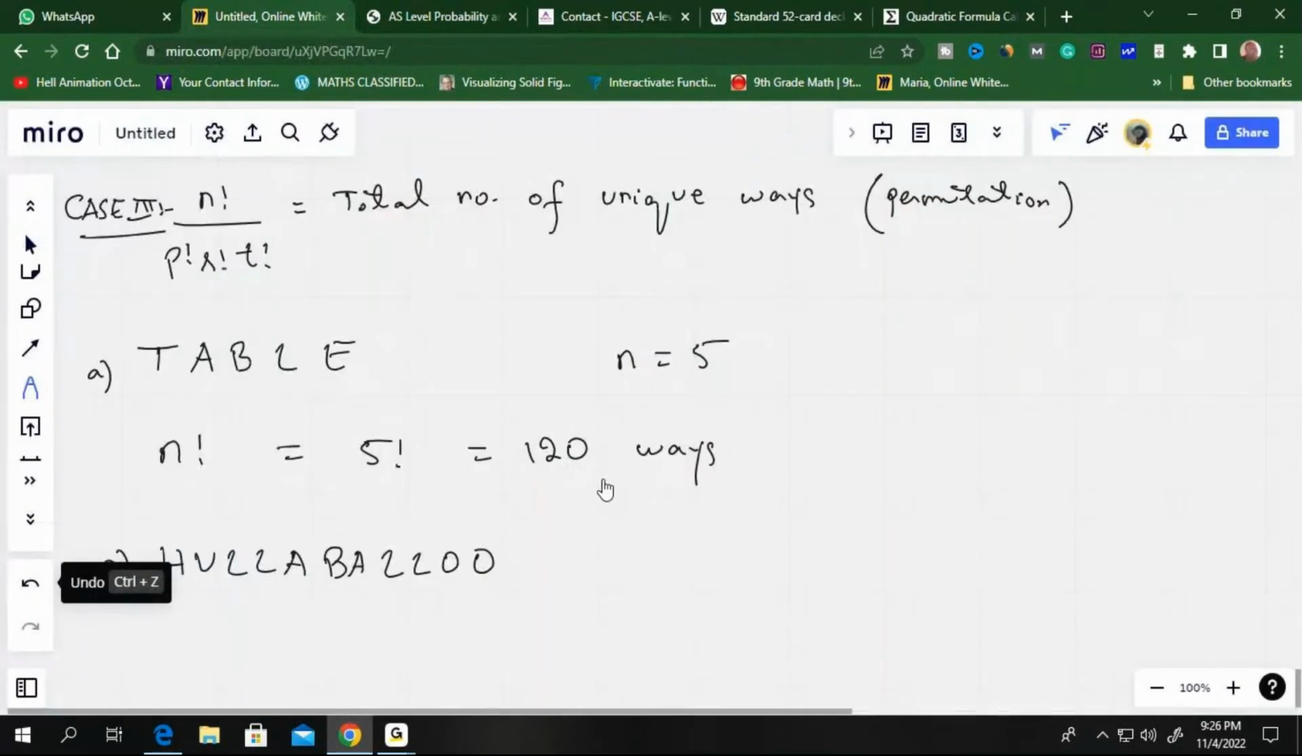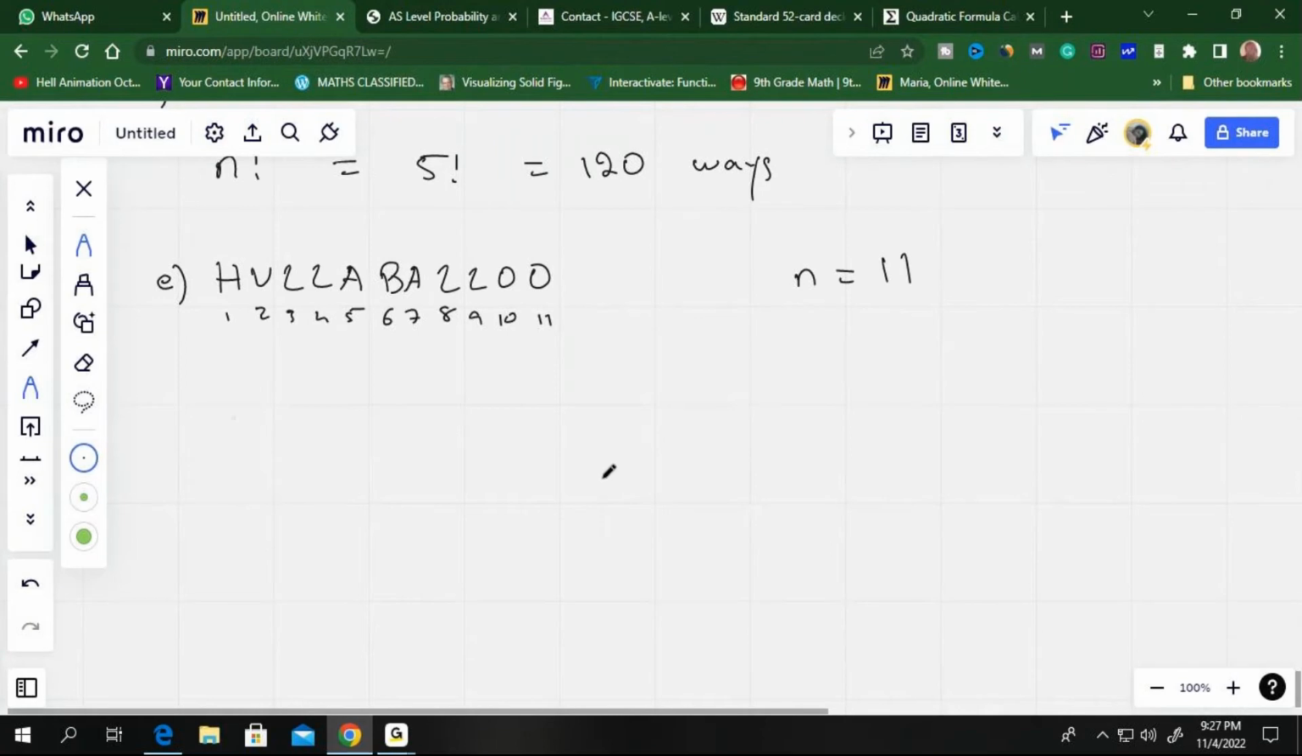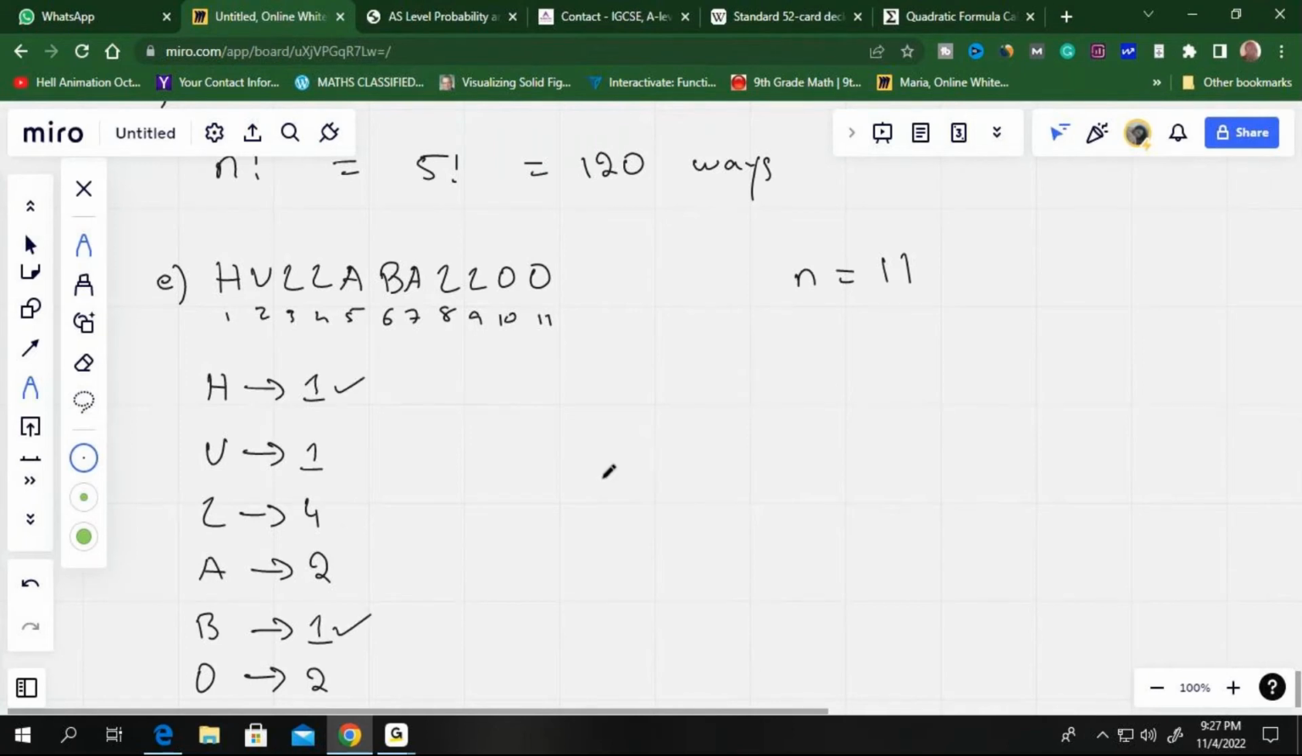Now you're going to see how many times each letter appears. What is the exact number of n here? It's 1, 2, 3, 4, 5, 6, 7, 8, 9, 10, 11. There are 11 n values. H is occurring just one time. U is also occurring just one time. L is occurring four times. A is occurring two times. B is occurring one time and O is occurring two times. Those letters which are not repeated are just H and B.